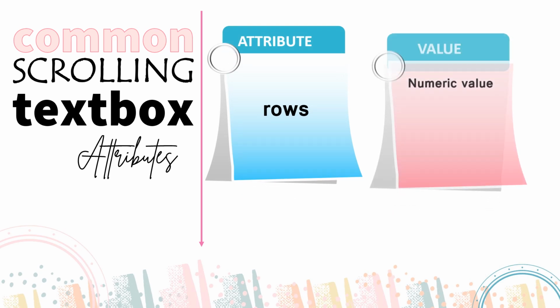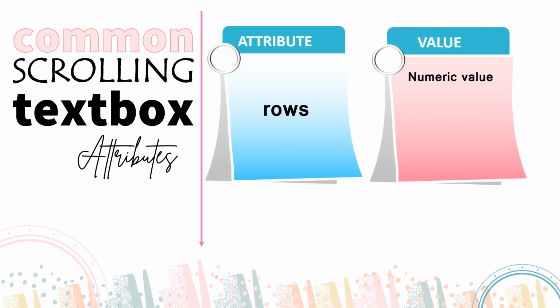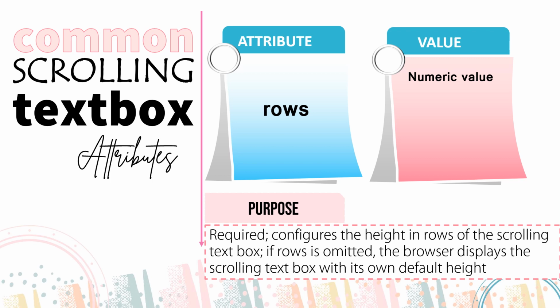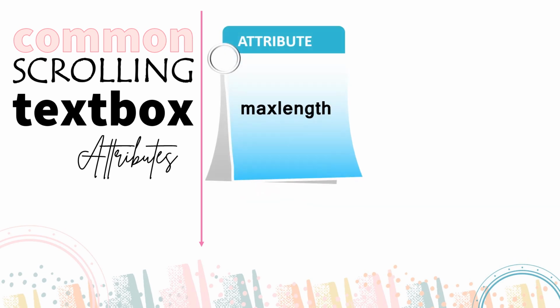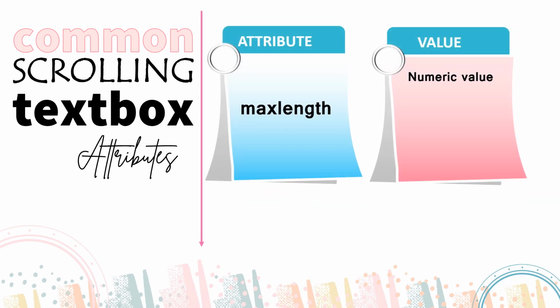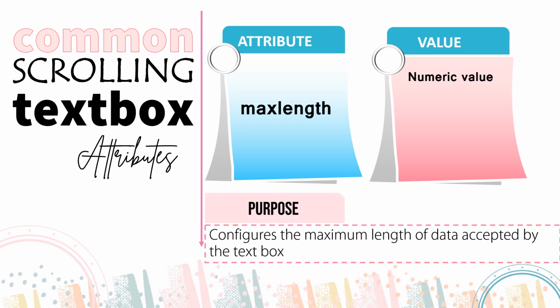Rows, the value, numeric value. The purpose, this attribute is required. It configures the height in rows of the scrolling text box. If rows is not submitted, the browser displays the scrolling text box with its own default height. Next, the maxlength attribute. The value of the maxlength attribute is a numeric value. The purpose, it configures the maximum length of data accepted by the text box.